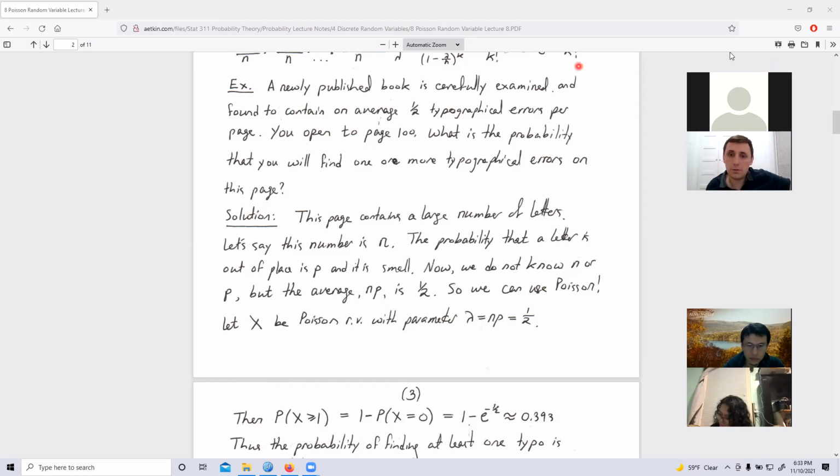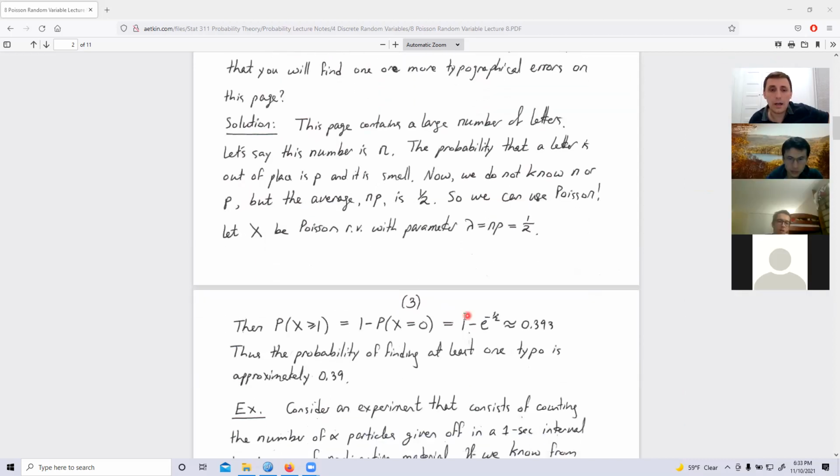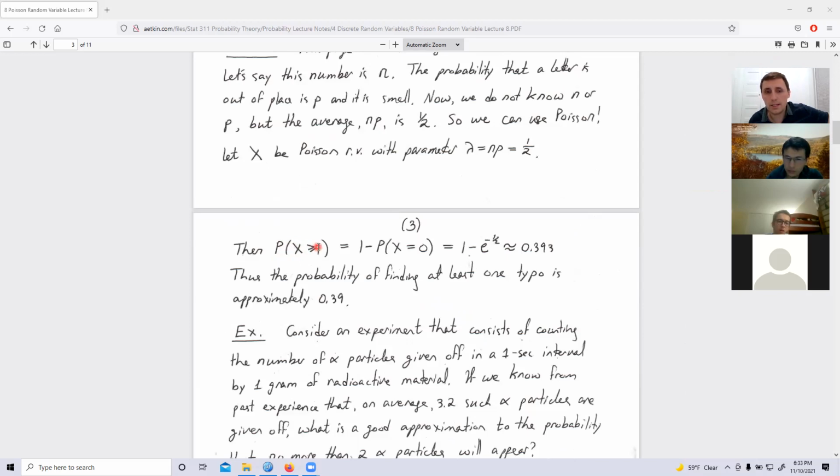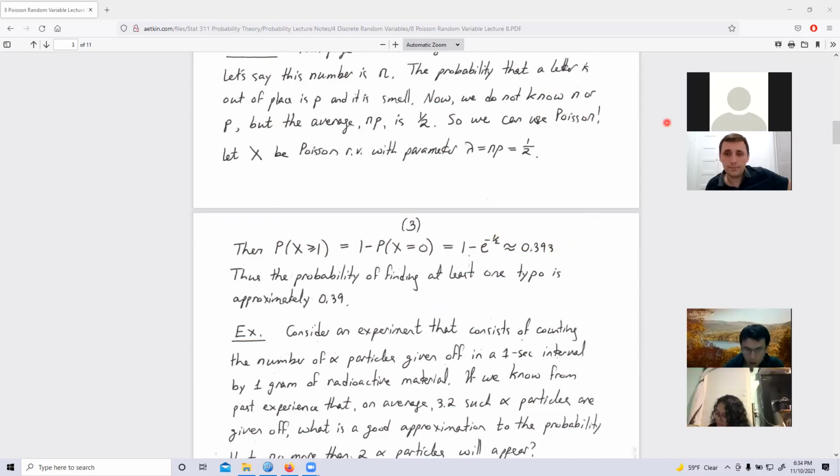So if I set it equal to lambda, I now can approximate the probability that x is bigger than or equal to 1, which is 1 minus the probability x equals 0, which is approximately, and this is, by the way, not exact, it's the approximation, 1 minus e to the minus 1/2, which is about 39%. Okay, so the probability that on page 100 we will find one or more errors is about 39%.